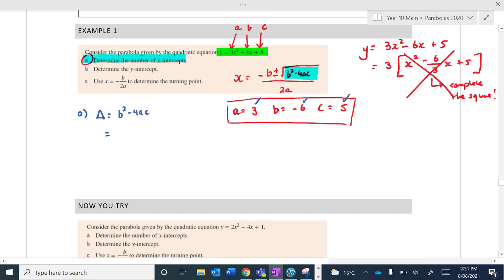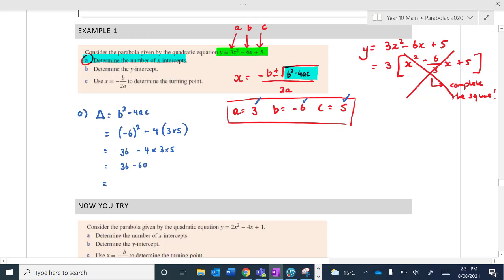So if I go ahead and put all of that in, b squared is minus 6 squared. Be very careful. Minus 4 times a, which is 3, times c, which is 5. We're putting that into that equation. Now, minus 6 squared is positive 36. And then we've got minus 4 times 3 times 5. 3 times 5 is 15, and that's going to be minus 60. So it's going to be 36 minus 60.